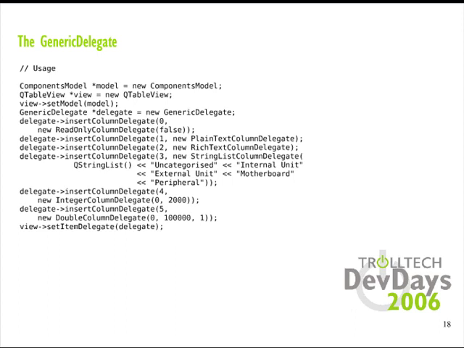The string list delegate, we actually give it the list of strings we want. So we know that's going to have to show some kind of combo box. For the integer one, we give a minimum and maximum. And for the floating point one, the double column delegate, we give a range and the number of decimal digits to display after the point.